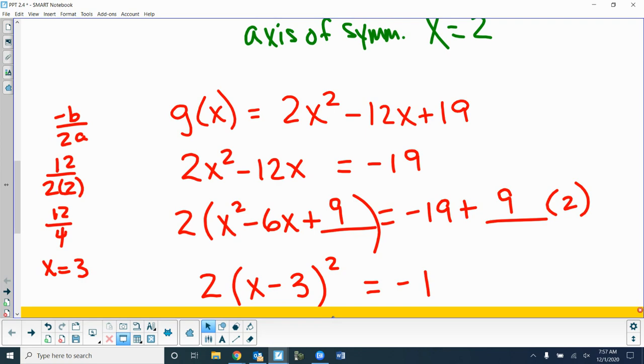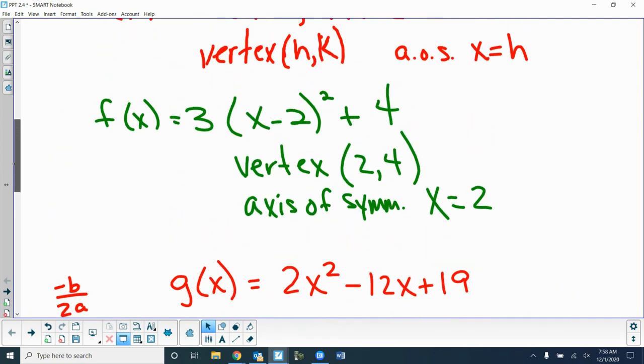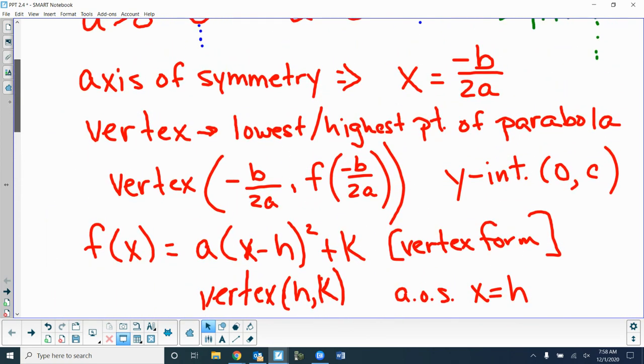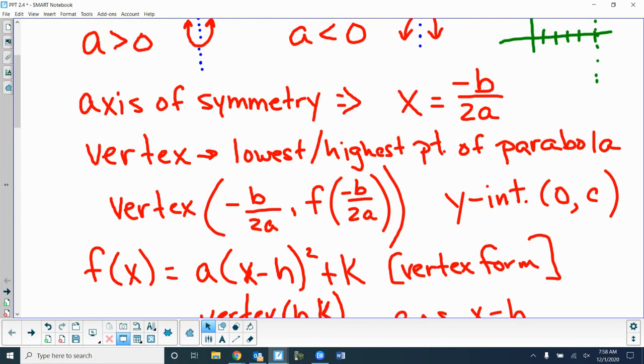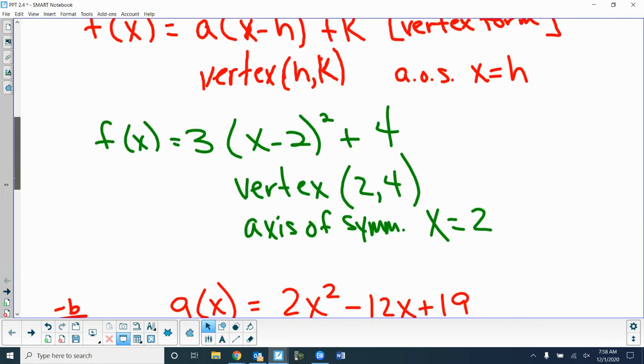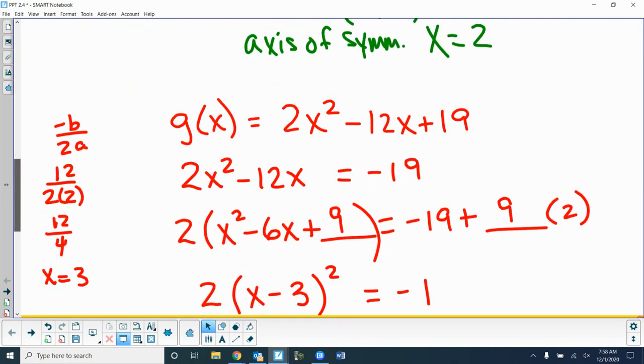trying to find the axis of symmetry using this little formula. Okay? So if you wanted to, you could do negative b over 2a. Negative b would make it positive 12 over 2 times a, which was 2. 12 divided by 4 is 3. Okay? Whatever that is, that's your axis of symmetry. Okay?